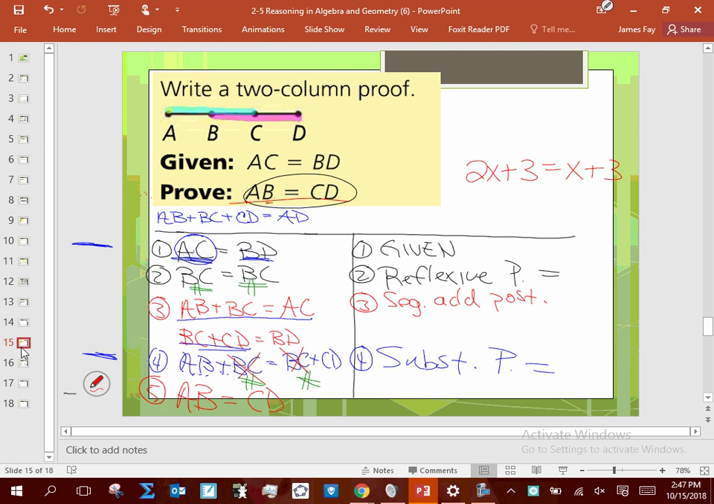Okay? So what was it when we wiped that BC away from both sides? Would you guys tell me that property was that reason I can keep? Yep, subtraction.